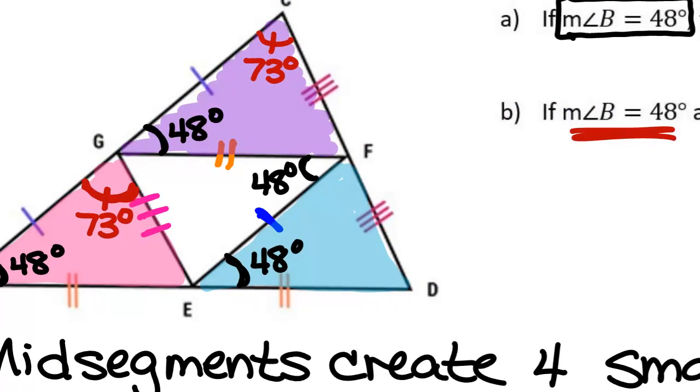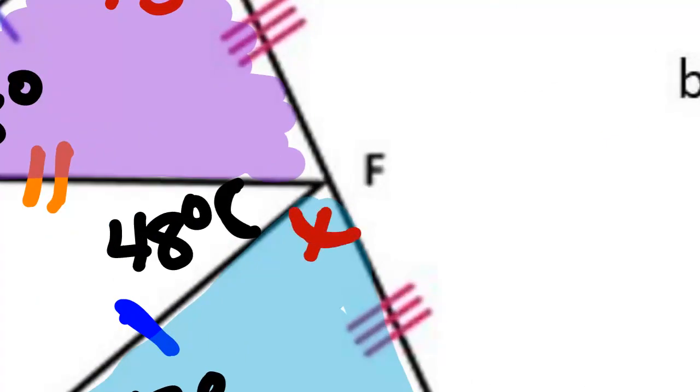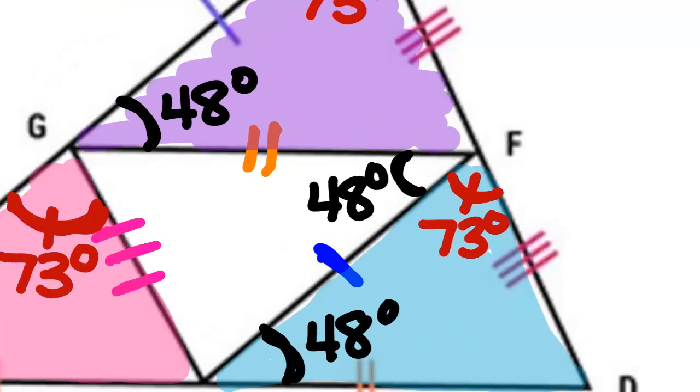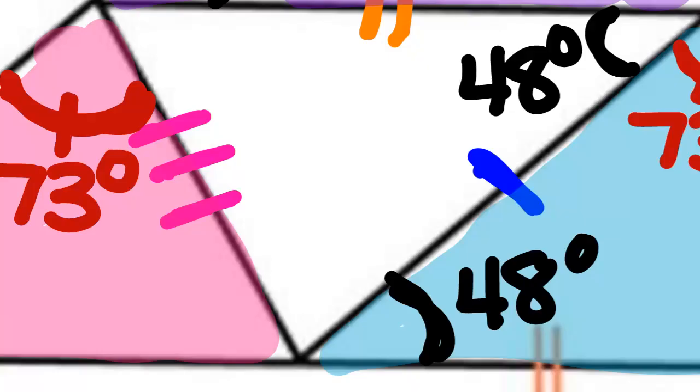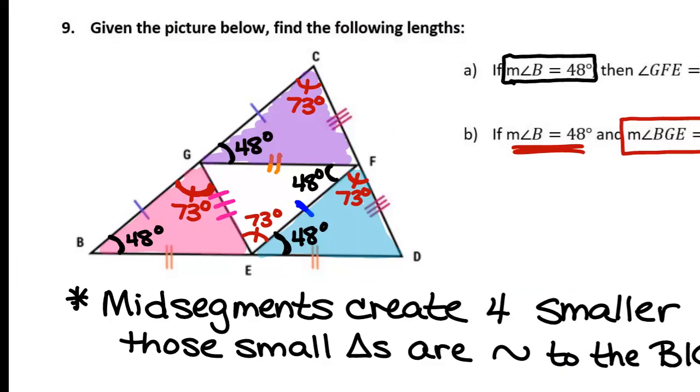What's another one? Not D. Yep, EFD right up here. This guy would be 73 degrees. Notice these 73-degree angles are happening where the side with 1 and 3 congruence marks are coming together and touching. So where's another 73-degree angle in the picture? E, down at the bottom. That'd be GEF, right here. 73 degrees.